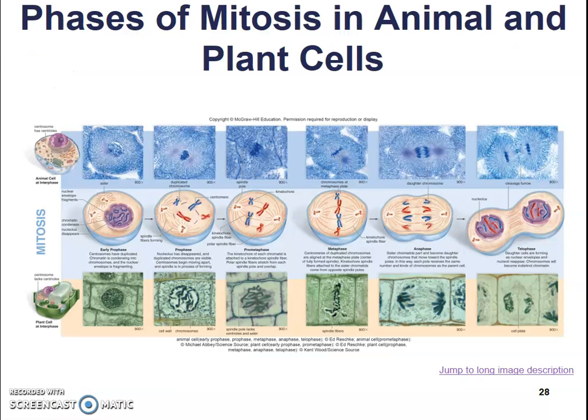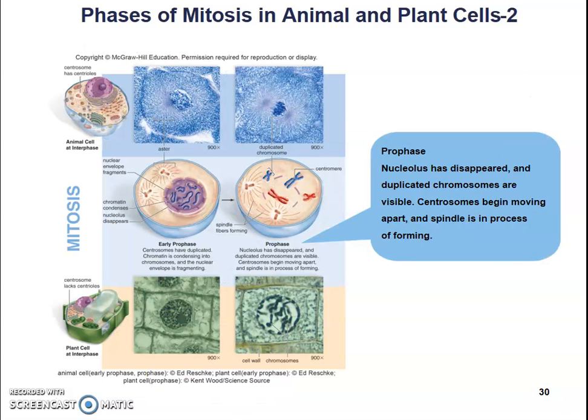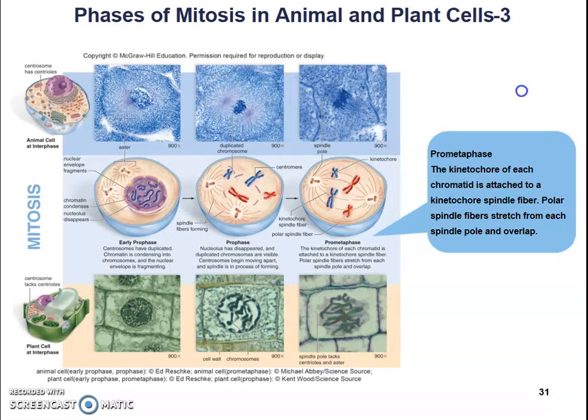Here we have a diagram showing mitosis in animal cells on top and plant cells on the bottom, and an artist drawing here in the middle. In early prophase, the centrosomes have duplicated, chromatin is condensing into chromosomes, and the nuclear envelope is starting to break down. In prophase, the nucleolus has disappeared, and the duplicated chromosomes are visible. The centrosomes begin moving apart, and the spindle is in the process of forming.